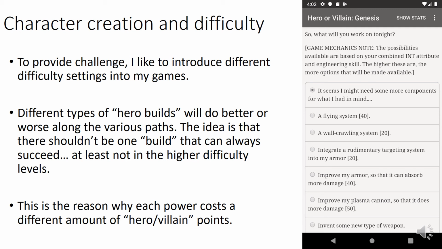The game has different paths. There's lots of side missions, there are many things that you can do, and not all heroes or villains will do well along all the paths, at least not in the high difficulty levels. So you can try essentially different builds and see what the result will be. And this difficulty level system is also a reason why the different abilities that you can choose can have different amounts of points. So you can have a wide variety of superheroes or villains that you can play.